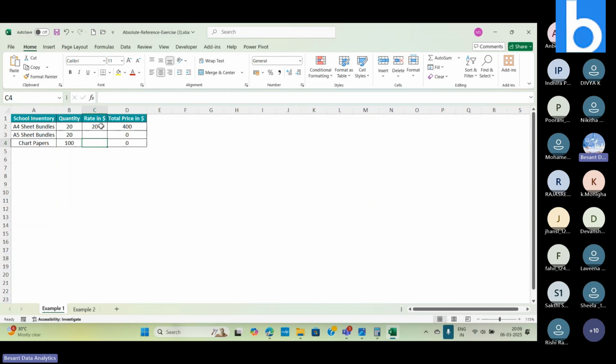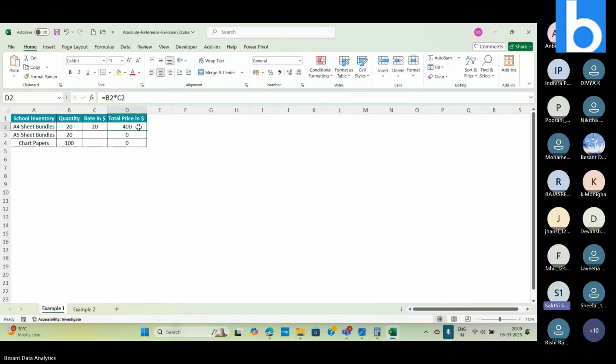What if I consider the same rate for the rest of the two? How will it be? B2 into C2 will work for the first one, but for the rest of the two, B2 into C2 won't work. What will be here? Give me a formula which is going to work for all the three.